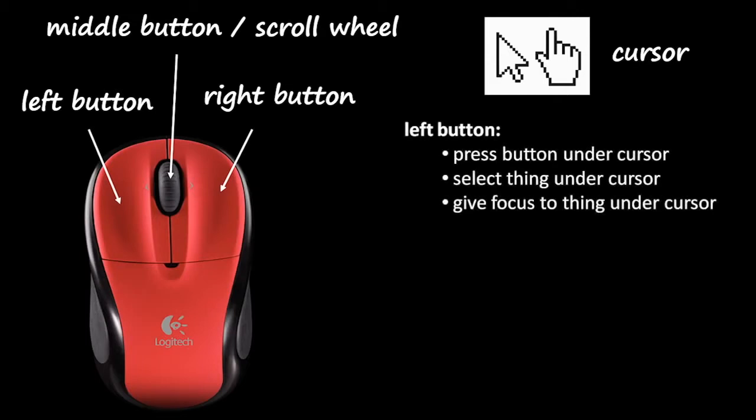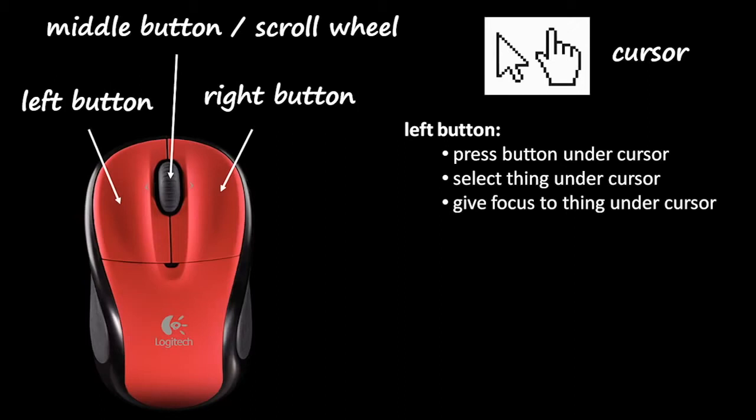In any case, what clicking the left mouse button actually does is really up to what is under the cursor on the screen. When the cursor is over something on the screen which looks like a pressable button, clicking the left mouse button should press that button.